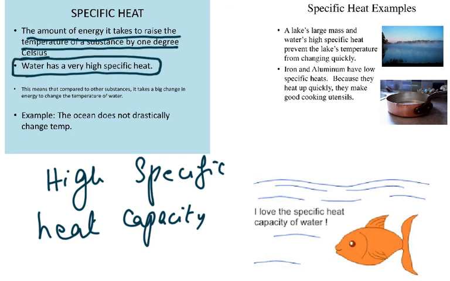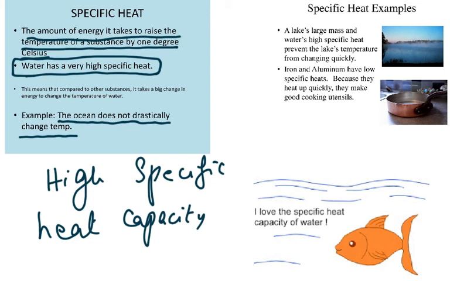Now that is very important. I mean, look at the situation in which we would have said water has a low specific heat. Now that would have been bad. So this is important because now what will happen is the ocean does not drastically change temperature. And what does it mean, high specific heat? This means that compared to other substances, it takes a big change in energy to change the temperature of water.